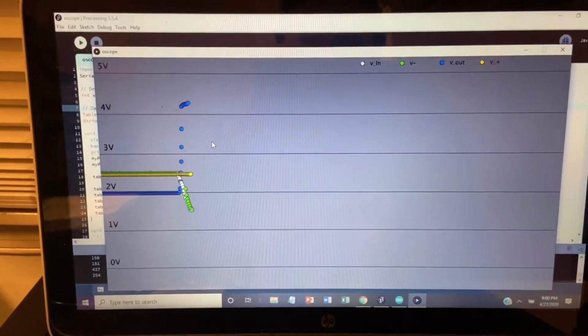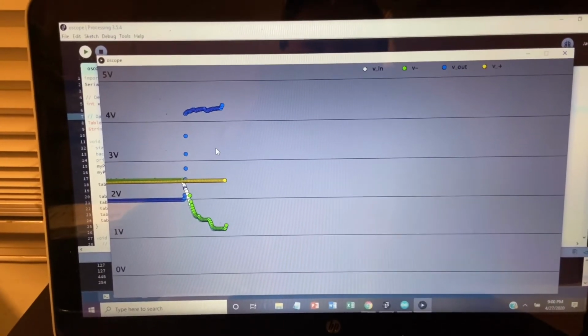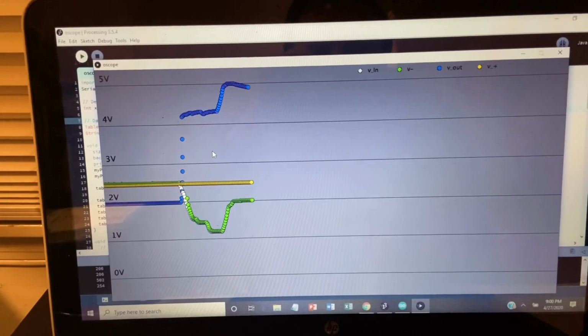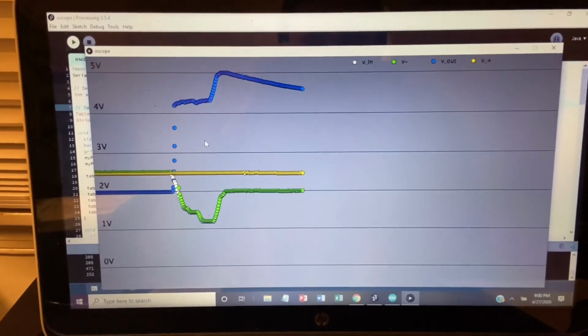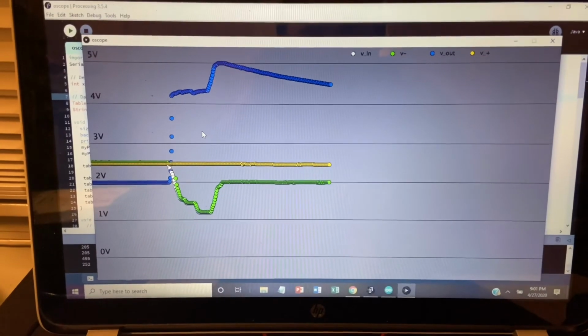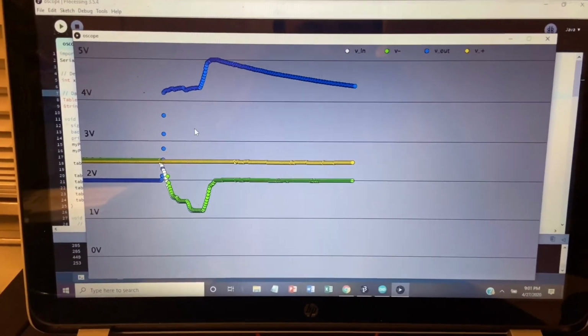And one other thing to note is that you're able to get up a little bit higher, essentially like an overshoot with the capacitor, and then it settles back down to around that top of 4.3 volts.